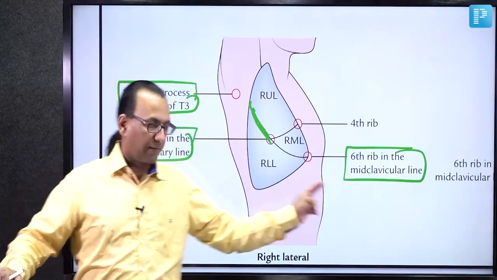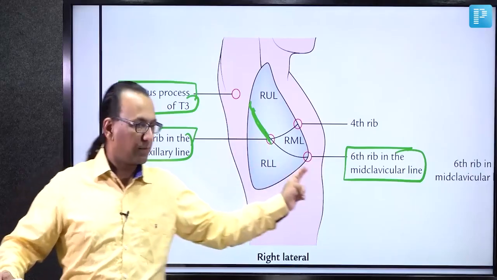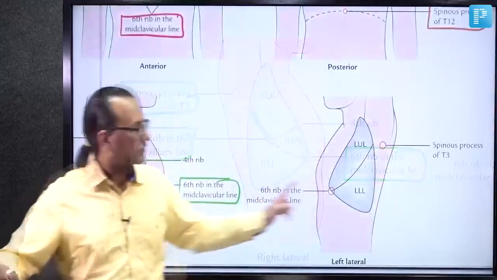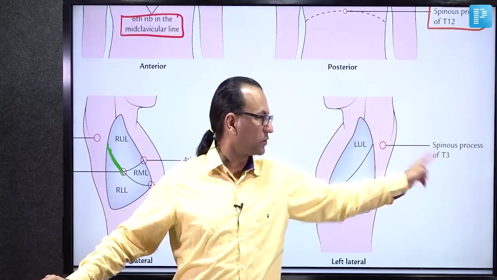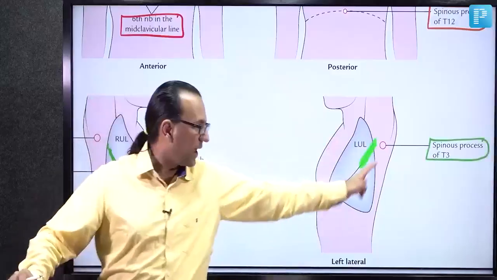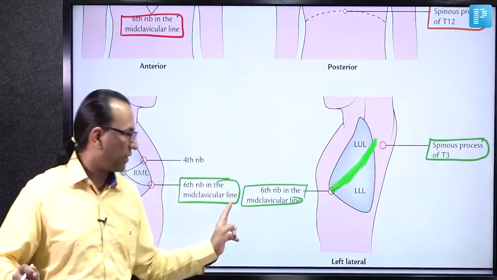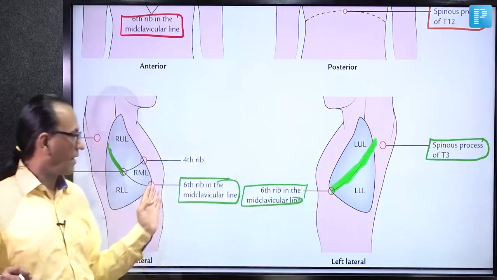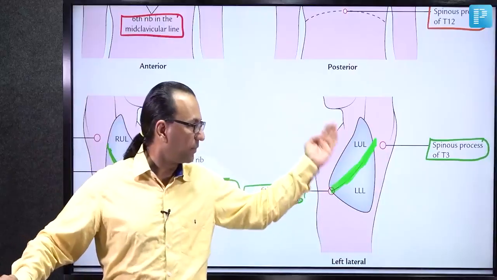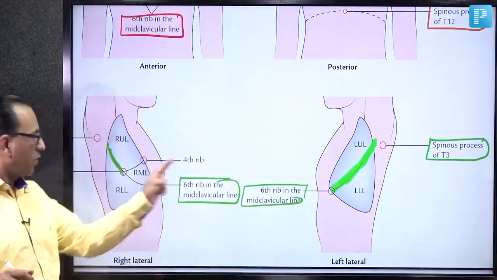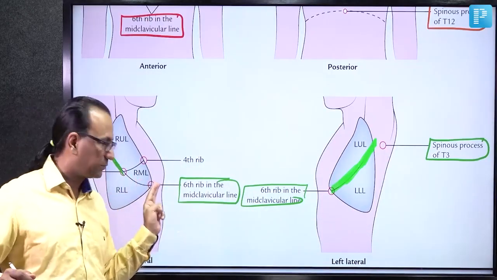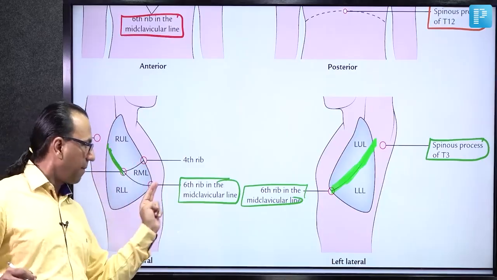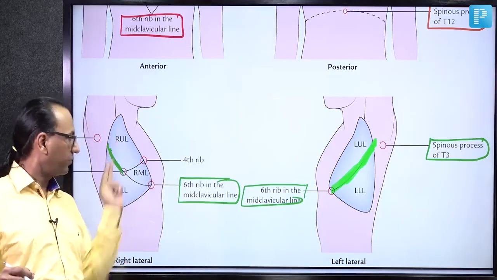Then what about the left lung? Left lung is in a similar fashion. You can see the oblique fissure starting at the T3 spinous process posteriorly and then coming anteriorly to reach the sixth rib in the mid-clavicular line, just like the right lung, dividing the left lung into left upper lobe and left lower lobe. Whereas here you have the right middle lobe, which is between the horizontal fissure and the oblique fissure. And then you have right upper lobe and right lower lobe.